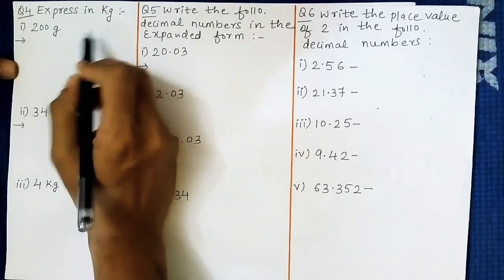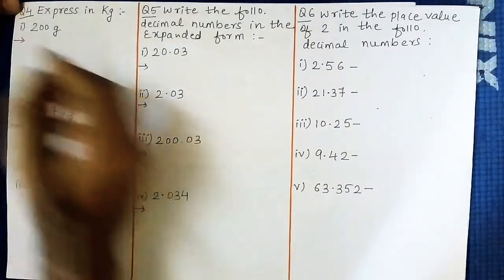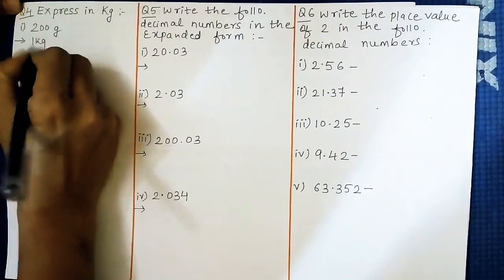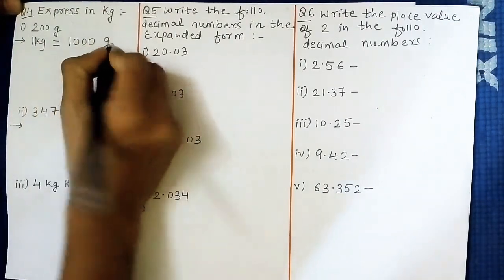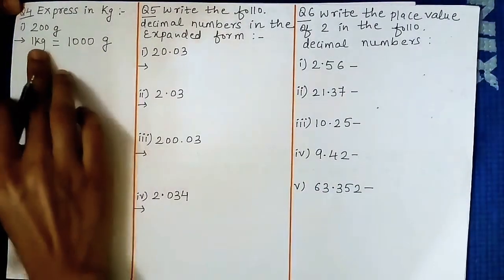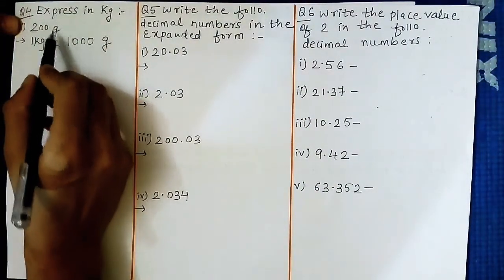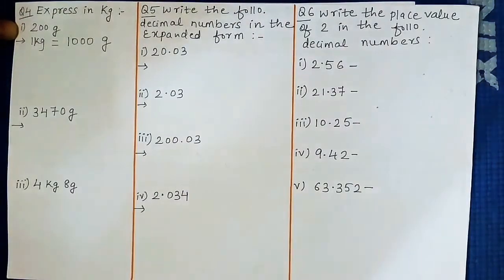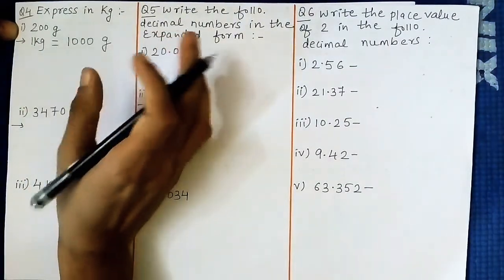So first of all you should know that 1 kilogram is equal to 1000 gram. That you have already used in previous classes. So 1 kilogram is equal to 1000 gram. This we know. Now this is kilogram to gram. Now we are going to convert from gram to kilogram. So from smaller unit we are converting to bigger unit.